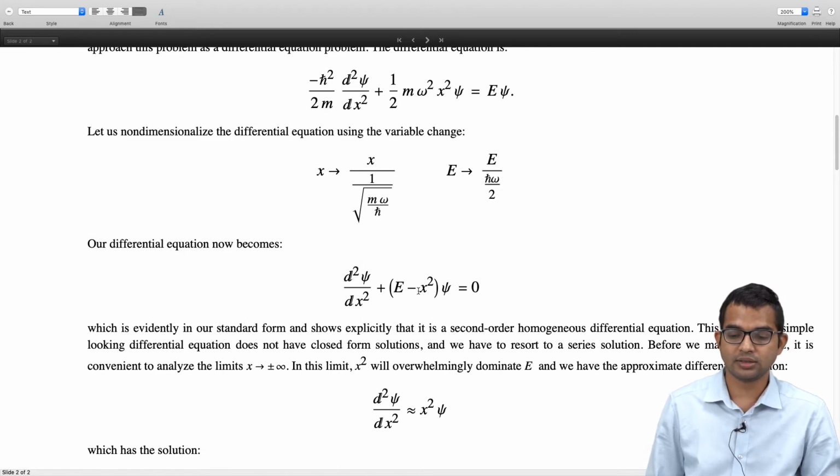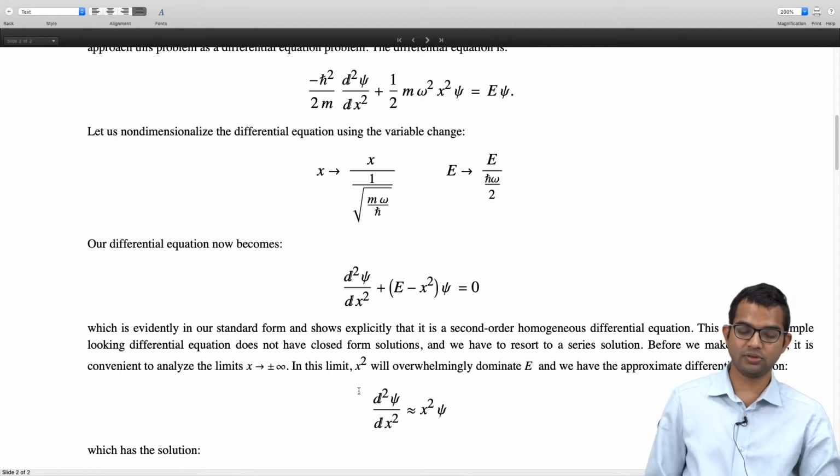You see, this x squared will make sure that the term E minus x squared will become basically minus x squared. x squared will dominate over E, and so you are left with the differential equation approximately becoming d squared psi by dx squared is approximately equal to just x squared psi, right?